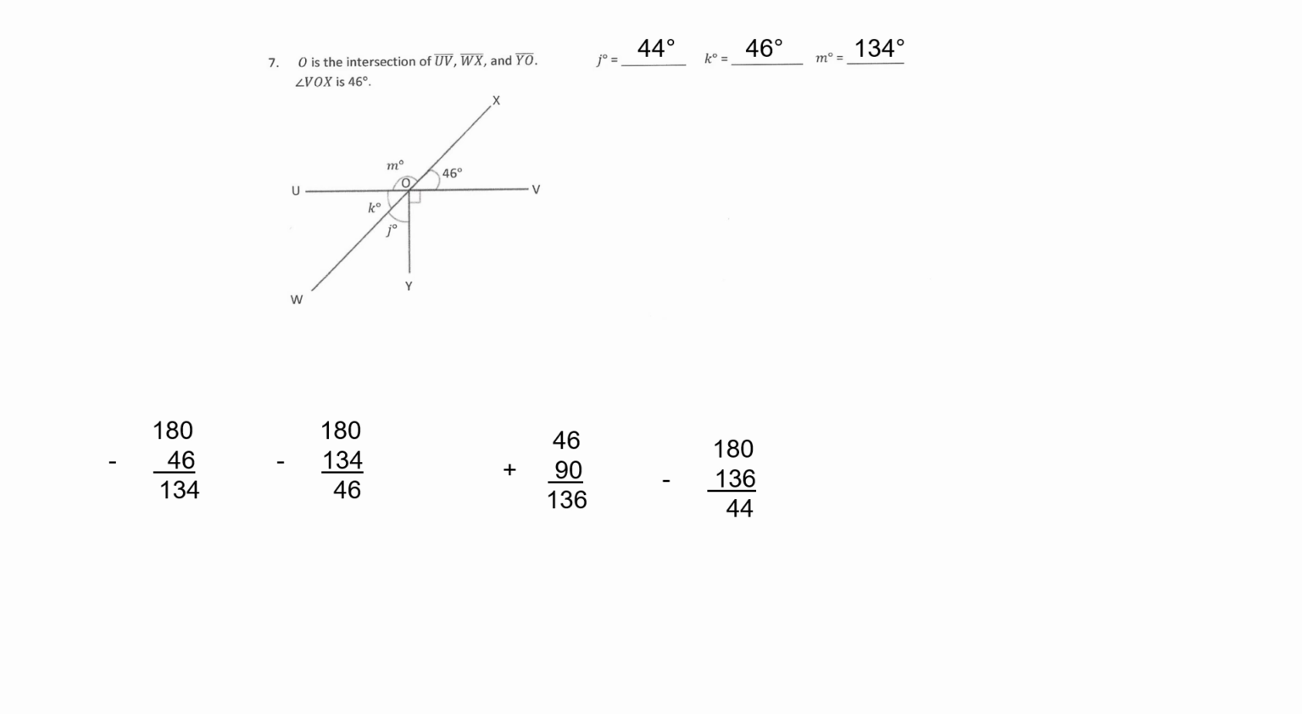Then I did WOX is 180 degrees. And now we know that M is 134. That's a part. So we did 180 minus 134. And that leaves us with 46. So K equals 46.